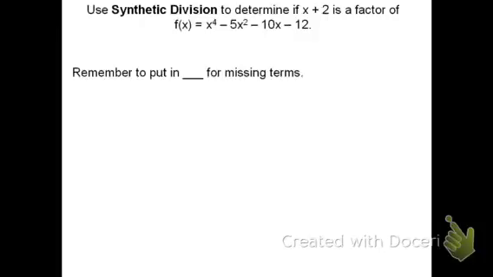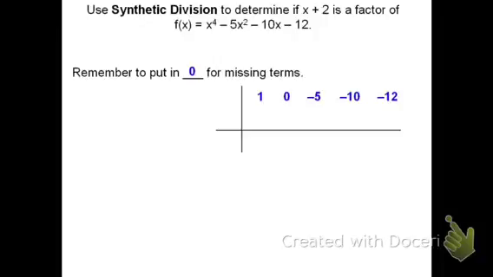When you do this, just like long division, you need to remember to put in any zeros for missing terms. I've got to make sure that things are lined up. And it's a little bit more important on synthetic division. We'll see why here in a sec. Now, to begin synthetic division, we're going to list the coefficients of the polynomial function. This is a 1x to the fourth, so the first piece is a 1. I don't have an x to the third term, so we'll put a 0 there. I see that we have a negative 5x squared, so the next piece would be negative 5. We then have a negative 10x, and then lastly our constant is negative 12.